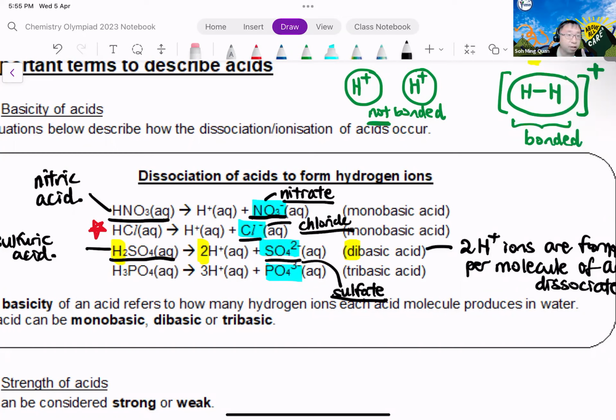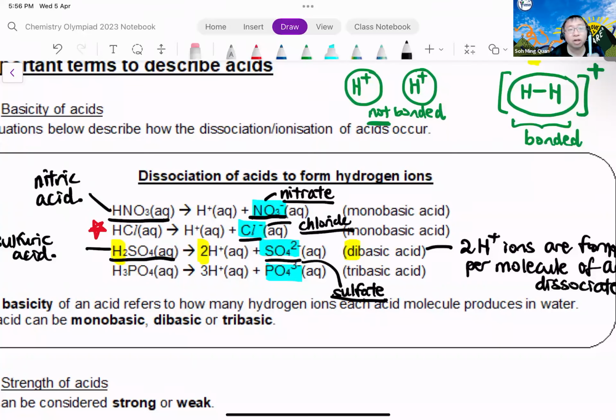Sulfuric acid, even though it's 1 mole per dm cube, the concentration of H+ is actually 2 moles per dm cube, because sulfuric acid dissociates to form 2 H+. So if I start with 1 mole per dm cube sulfuric acid, I actually have 2 moles per dm cube H+. So we say that dibasic acids have a higher concentration of H+ compared to monobasic acids of the same concentration. Sulfuric acid will have a higher concentration of H+ than hydrochloric acid.